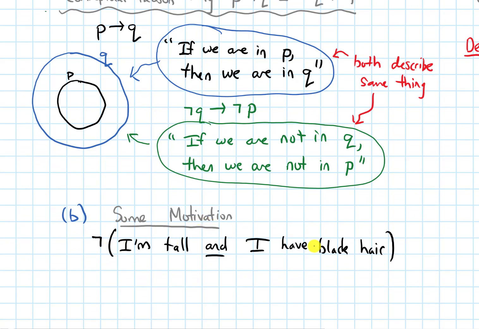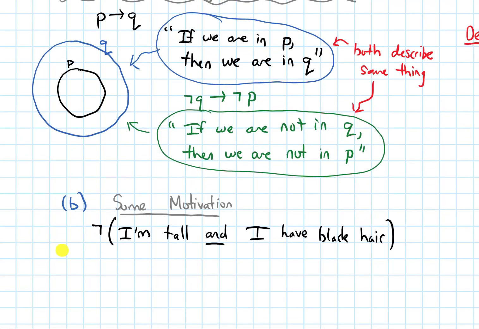So I'm going to start with the proposition, it is not, so I have this negation, it is not the case that in parentheses, I'm tall and I have black hair. So this is equivalent to something. It's going to be equivalent. I'm going to leave a little box because we'll fill the operator in here.